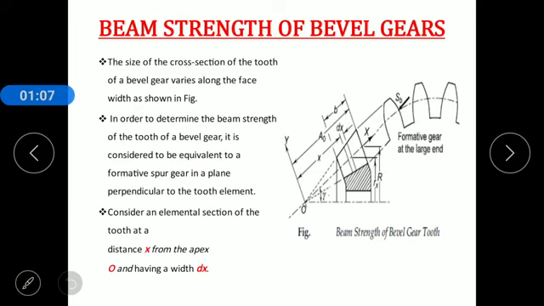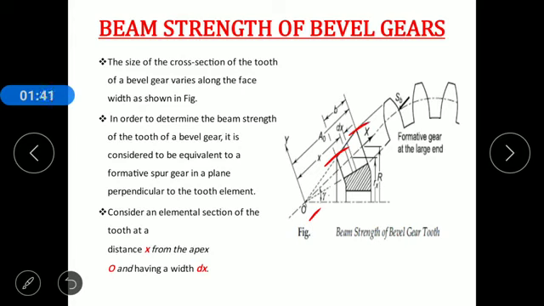Now here we determine the beam strength of a bevel gear. It is considered to be equivalent to a formative spur gear in a plane perpendicular to the tooth element. Okay, for determining the beam strength, we consider an elemental section of the tooth at a distance x from apex point O and having a width dx.